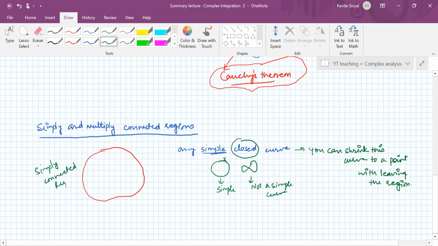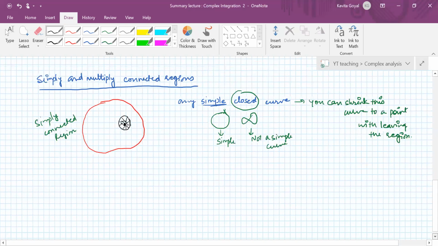I'll just draw what I'm saying. Suppose this is the region. In this region, if I take any simple closed curve, then without leaving the region, I can make this curve small and smaller and smaller. I can shrink it to a point. And this will be true for any simple closed curve.